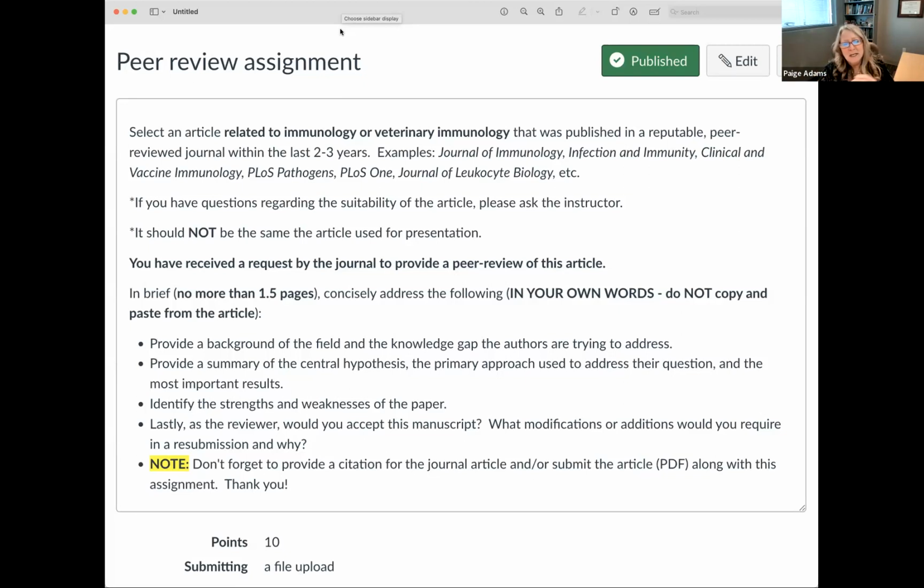There might be new experiments that need to be performed, or clarification sorts of things. So I just want you to be in the driver's seat as the peer reviewer, which is very different than actually writing a manuscript for peer review. You're in the driver's seat to critically evaluate the article, whatever that article might be. And it does need to be centered on immunology, for goodness sakes. We are in that class.